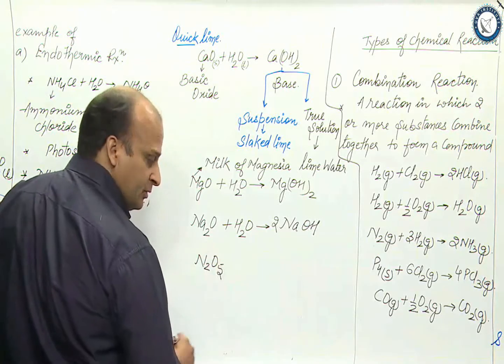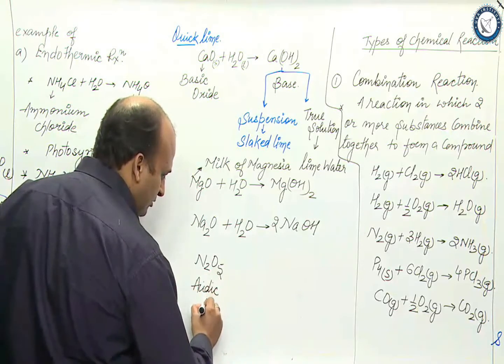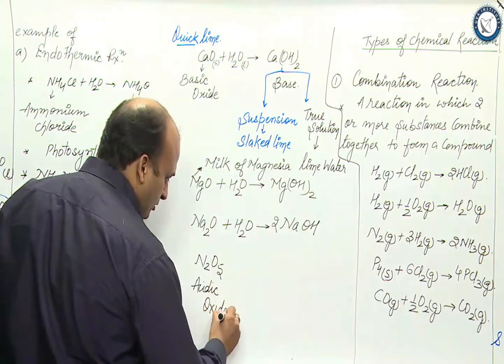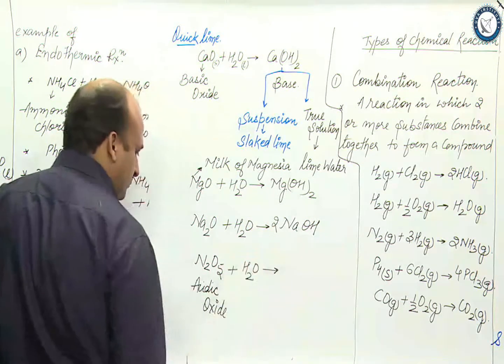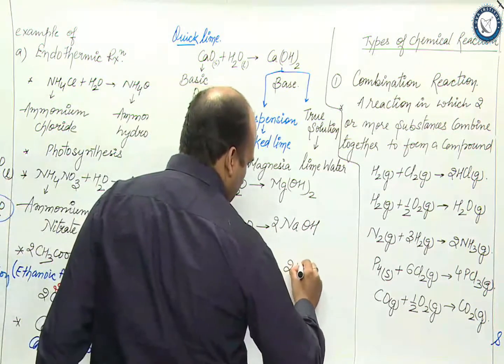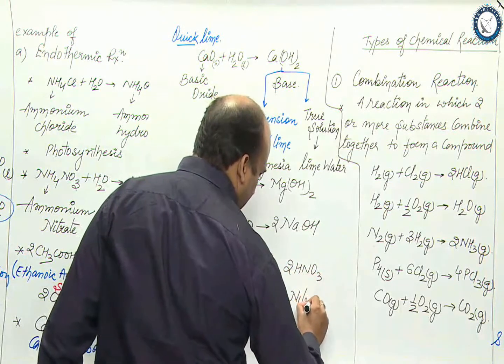N2O5, this is acidic oxide. If you add water to this, you get this acid, which is nitric acid.